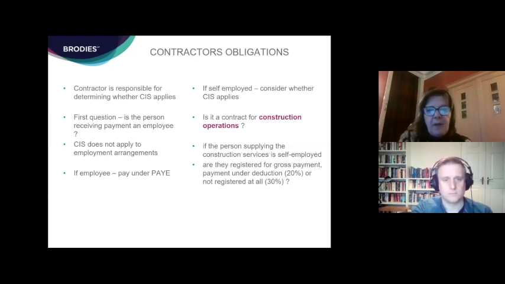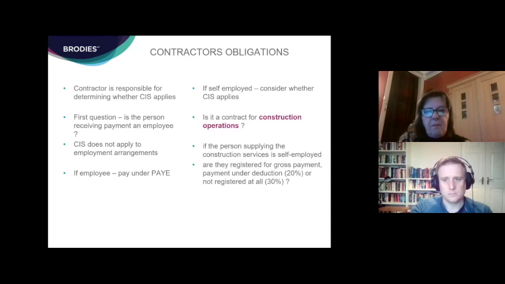So once you've got past the first question of whether it's employment or not, and you know it's a self-employed person, you then have to consider whether the CIS applies, and you have to look at whether it's a contract for construction operations, construction services. And so you have to consider what is the nature of the contract, what's being done under it, and whether that's within the CIS.